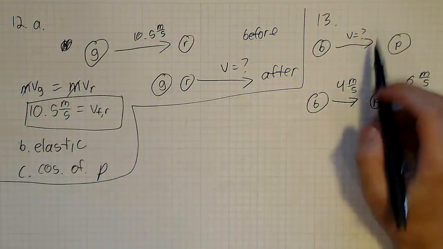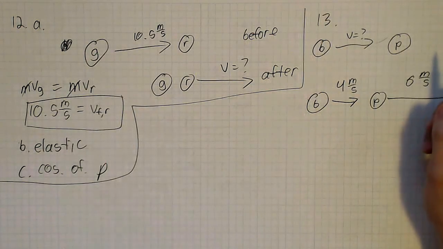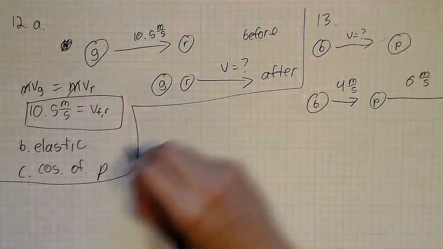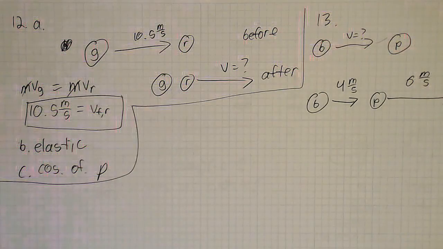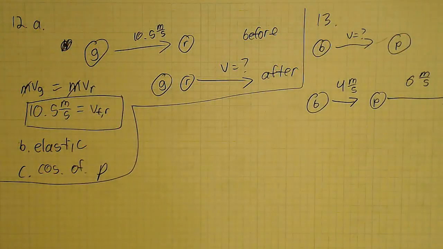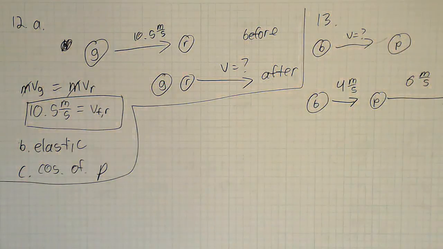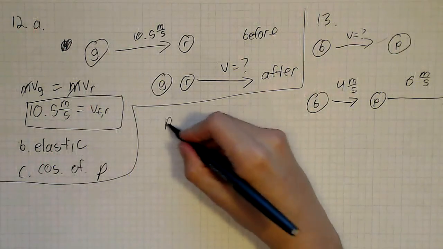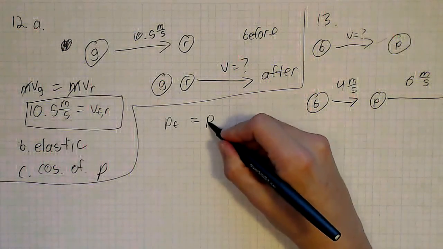So it wants to know what the initial velocity of the ball is, and the way we're going to do this is by conservation of momentum. So we know that the momentum after the collision has to be the same as the momentum before the collision, which means P final is equal to P initial.